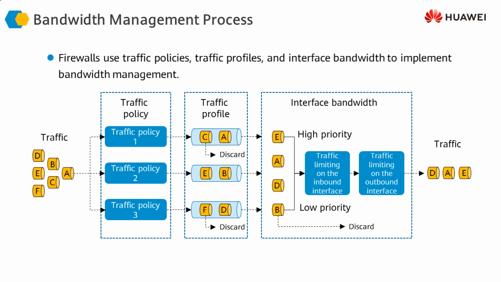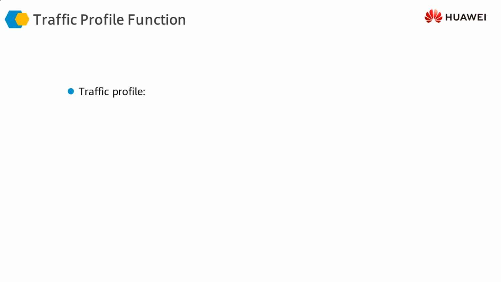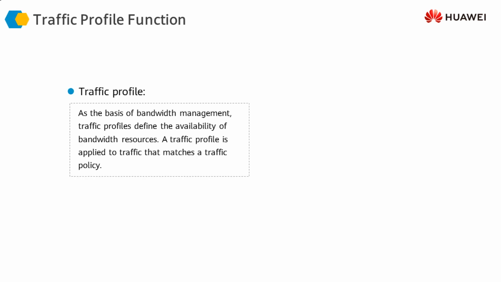First of all, let's take a look at the traffic profile feature. The traffic profile feature is one of the three important components of traffic management or bandwidth management. As the basis of bandwidth management, traffic profiles define the availability of bandwidth resources. A traffic profile is applied to traffic that matches a traffic policy. As we discussed in the last slide, what a traffic profile does is define the limits, or the resource availability, for certain types of traffic. What is the type of traffic? That is going to be defined in the traffic policy.